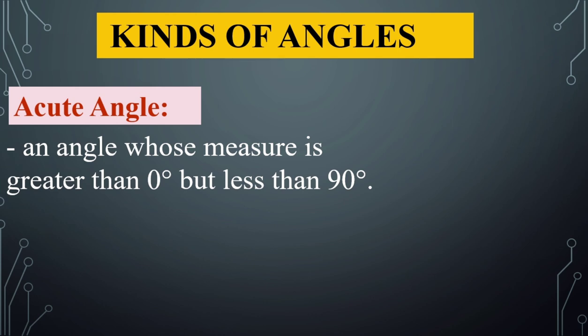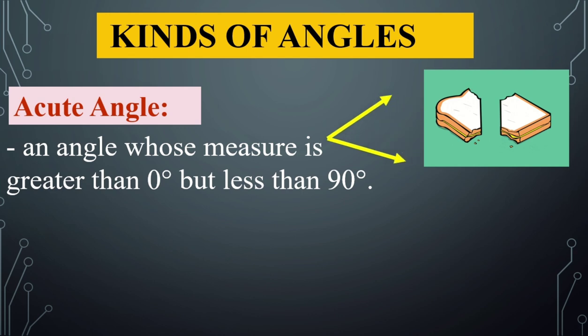So, ano-ano yung mga sukat na yun? Kapag ang nakuha mong sukat ay from 1 degree to 89 degrees. Kasi ang sabi greater than 0. So, that is 1. And then, less than 90. That is 89. So, from 1 degree to 89 degrees, pag yun ang sukat ng angle mo, that is considered acute angle. What are the examples? Let me show you. Pictures that shows acute angle. So, ayan. This is an example of an acute angle.